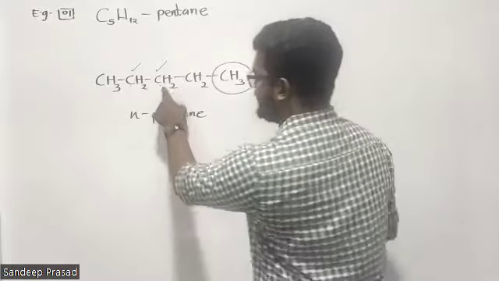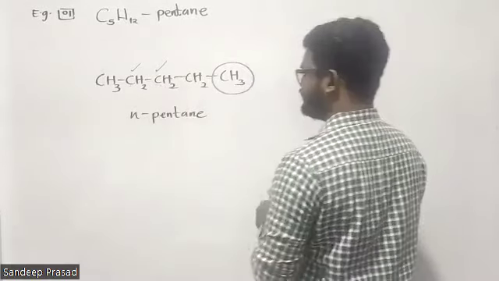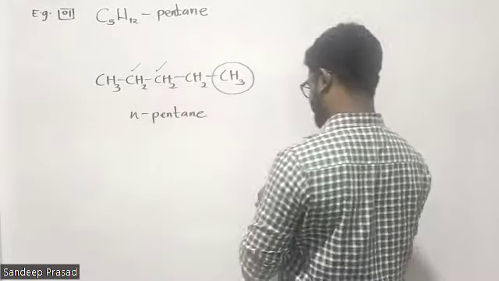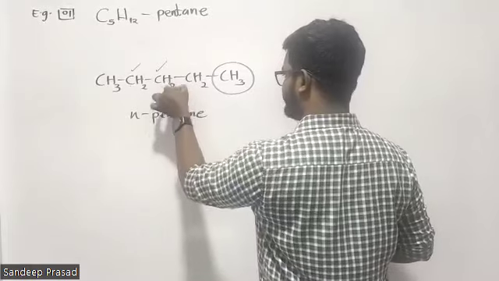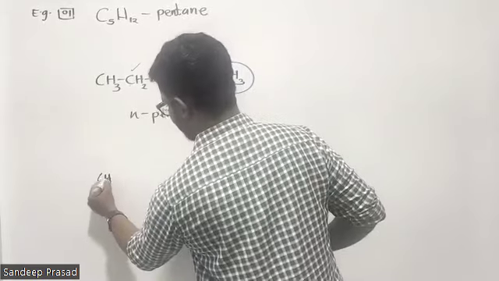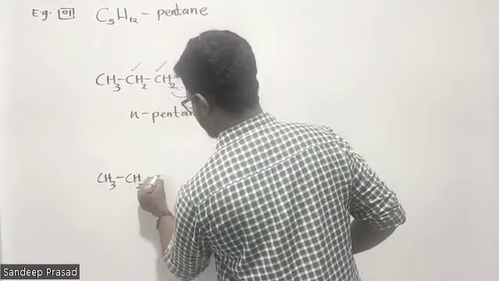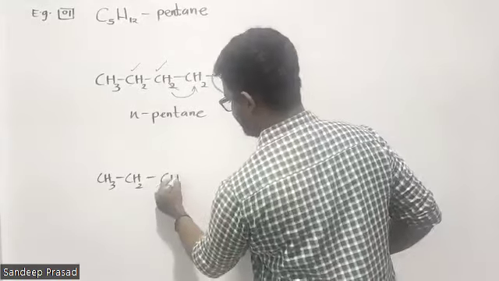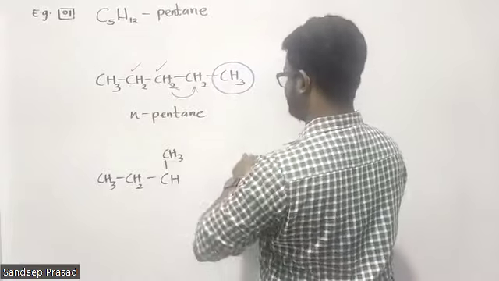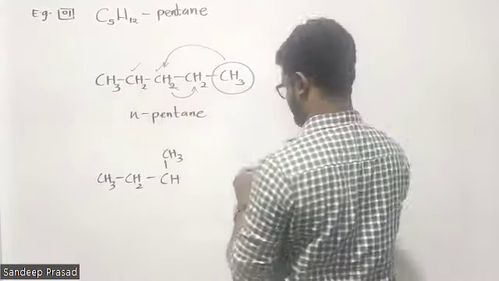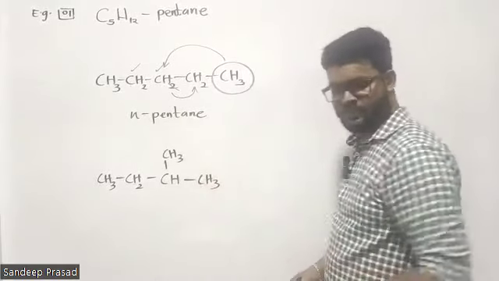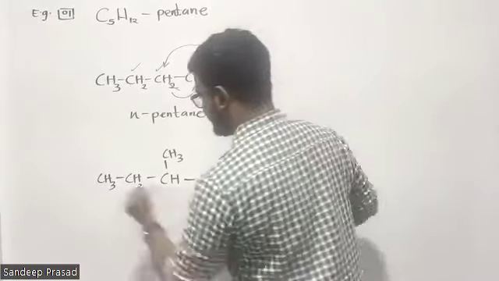Therefore, let me choose this carbon atom. There are 2 hydrogens there. Remove one hydrogen and give that one to this carbon atom. Then what will we have? Others are remaining as they are. CH3, CH2. We have one hydrogen now, and I'm connecting this CH2 here. Hydrogen is given to this CH3. Now count the parent chain.